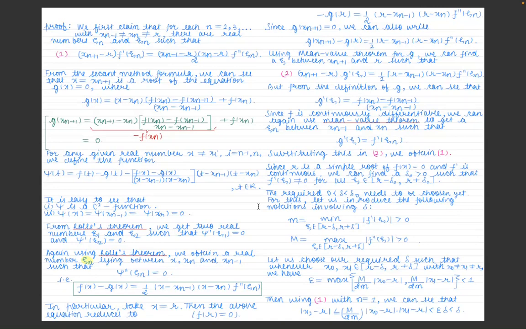Now, since f is continuously differentiable, we can again see this proof is using mean value and Rolle's theorem again and again. So you have to be very explicit about the statement of mean value and Rolle's theorem.